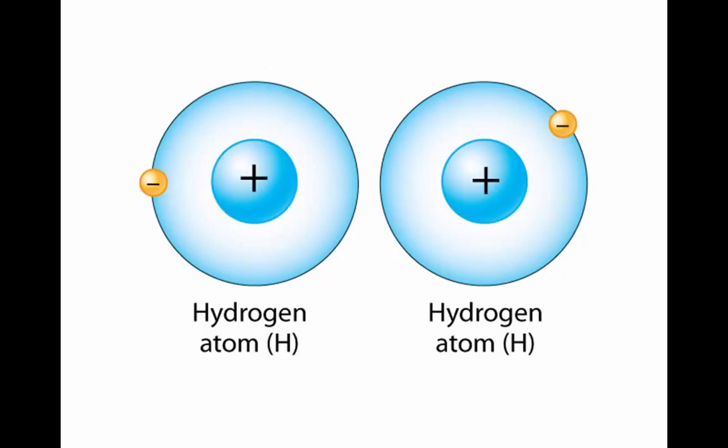Another type of chemical bond is a covalent bond. Consider these two hydrogen atoms, each which only have one electron in its valence shell. Both are unstable.